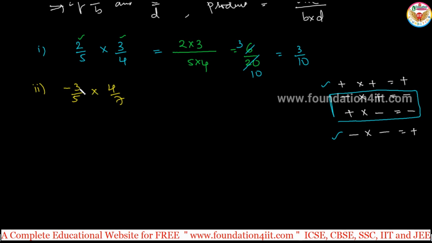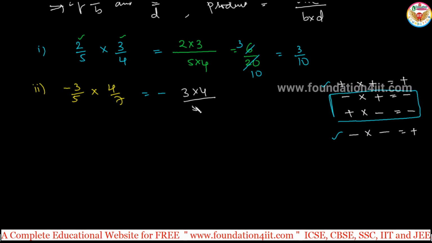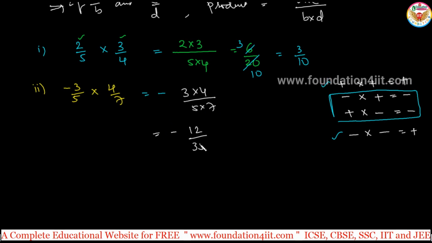So here minus 3 by 5 is the negative number, 4 by 7 is the positive. So the result is minus into plus, overall minus. Now the numerators, 3 into 4, by 5 into 7. So all this is a negative number. Now 3 into 4 is 12 by 5 into 7 is 35. So minus 12 by 35 is the answer.